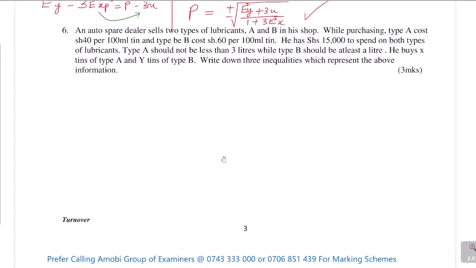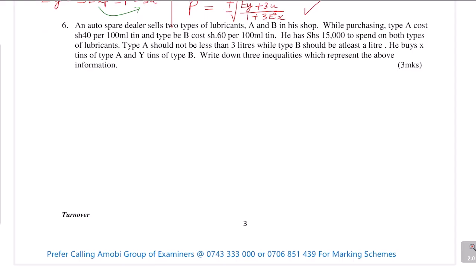For question 6, an auto spare dealer sells 2 types of lubricants, A and B, in his shop. While purchasing, type A costs 40 shillings per 100 ml tin, and type B costs 60 shillings per 100 ml tin. He has 15,000 to spend on both types of lubricants. Type A should not be less than 3 liters, while type B should be at least a liter. He buys X tins of type A and Y tins of type B. Write down the three inequalities which represent the above information.